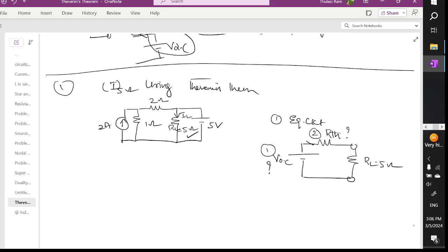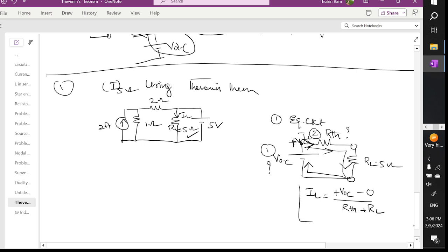And how to find the load current? The load current across Thevenin or RL is the same. Therefore IL is equal to, the current flows from high potential to low potential like this. So how to write IL? Current is leaving. What is the voltage at this point? VOC. The leaving polarity is plus, so plus VOC, and here minus 0, divided by, in this branch, the resistors connected, R Thevenin plus RL. This is the formula to find the load current for a given problem.